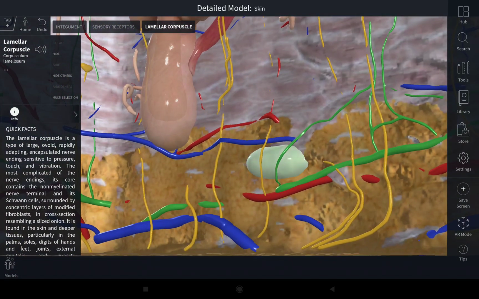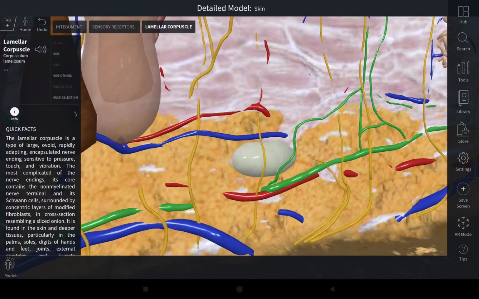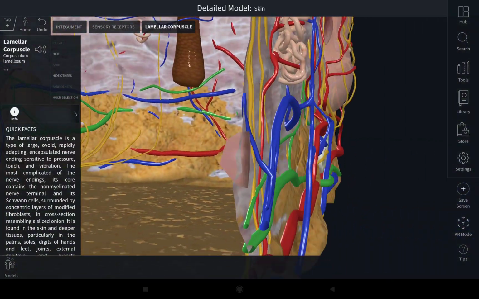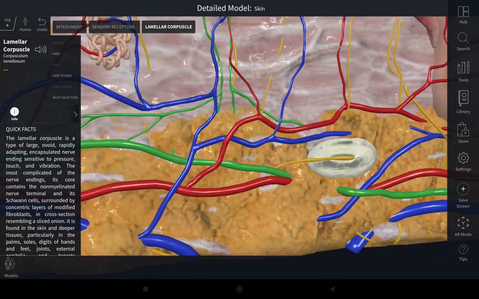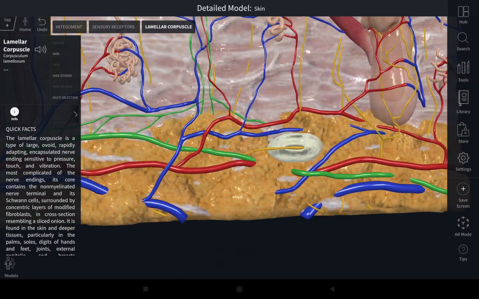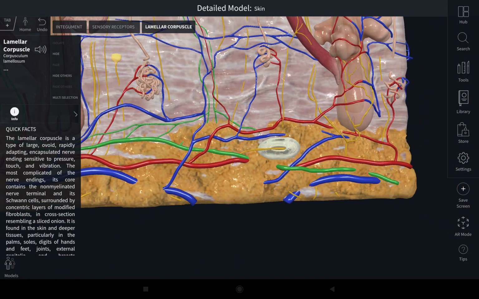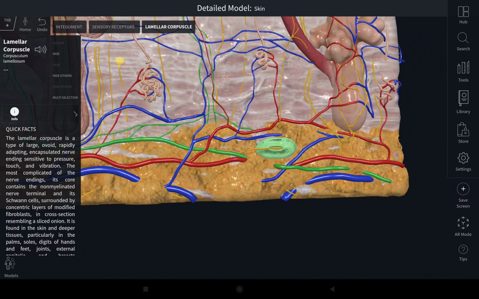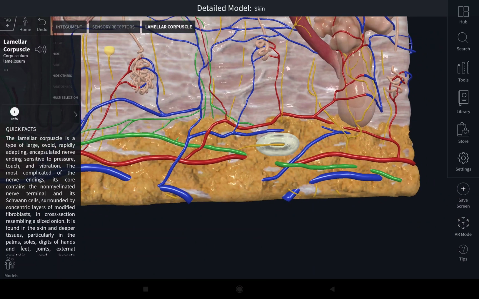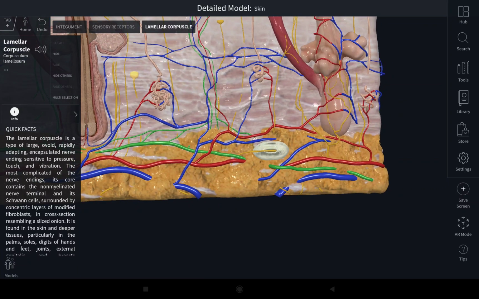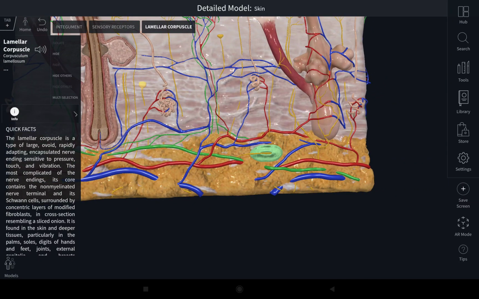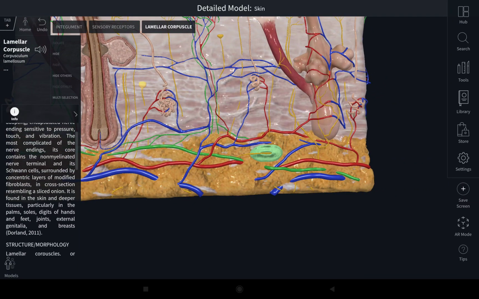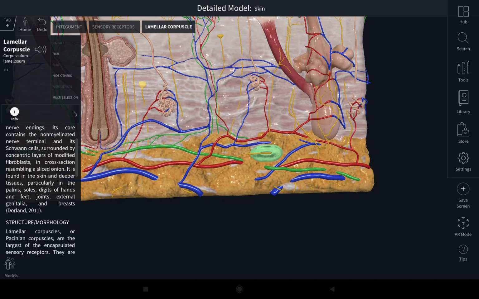This is the lamellar corpuscle from inside the skin. The lamellar corpuscle is a type of large ovoid rapidly adapting encapsulated nerve ending sensitive to pressure, touch, and vibration. The most complicated of the nerve endings, its core contains the unmyelinated nerve terminal and its Schwann cells, surrounded by concentric layers of modified fibroblasts, in cross section resembling a sliced onion.